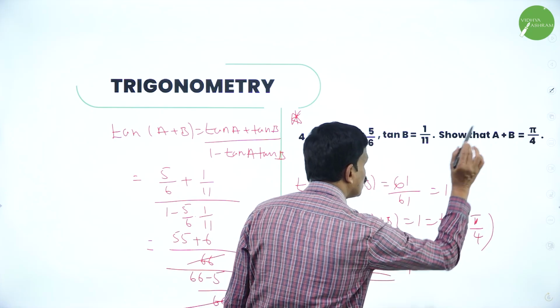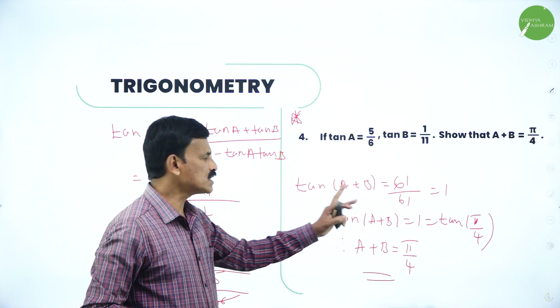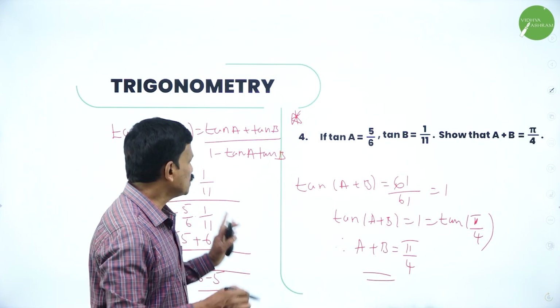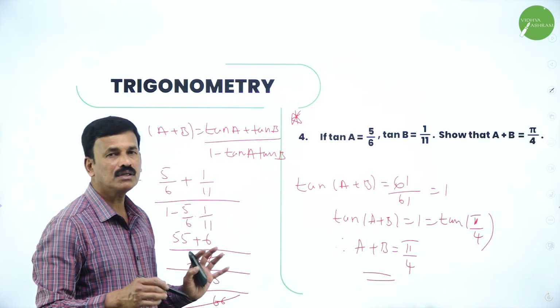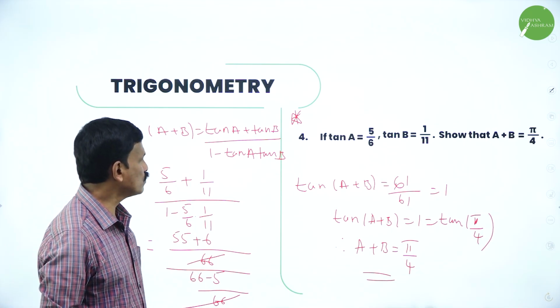Which is the required answer. A plus B is equal to pi by 4 because tan 45 is 1. Right. So just use the tan A plus B formula and simplify, you'll get the answer. Hope you followed. Now move on to the next problem.